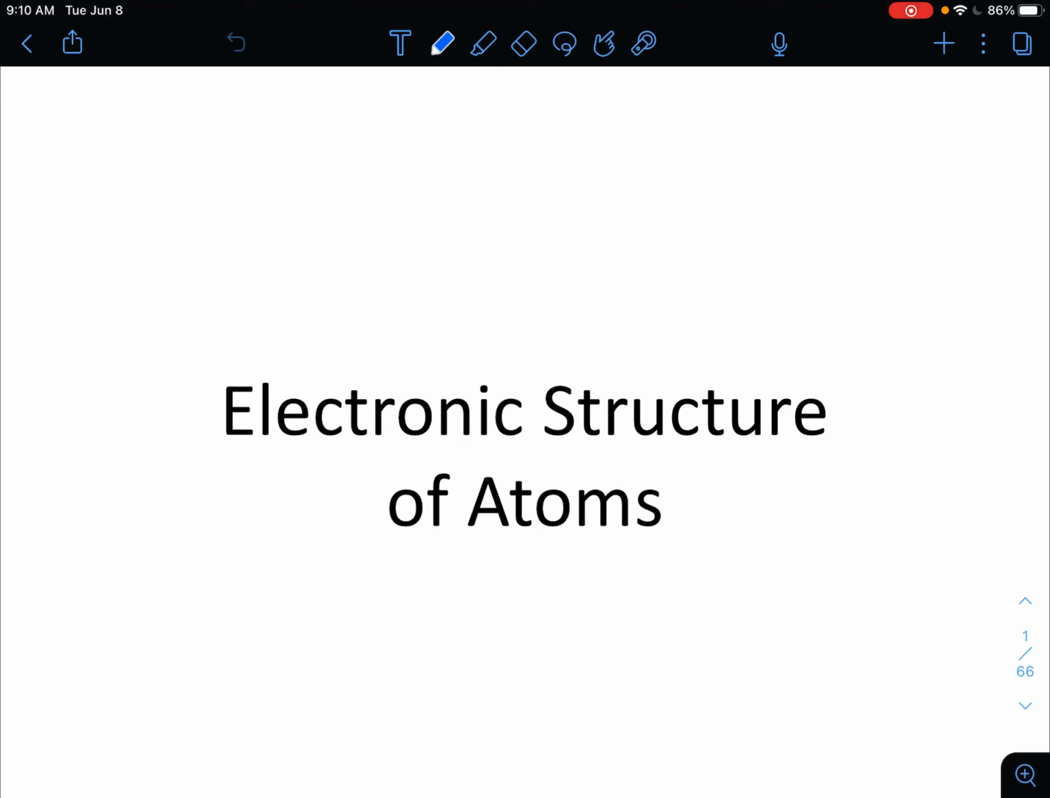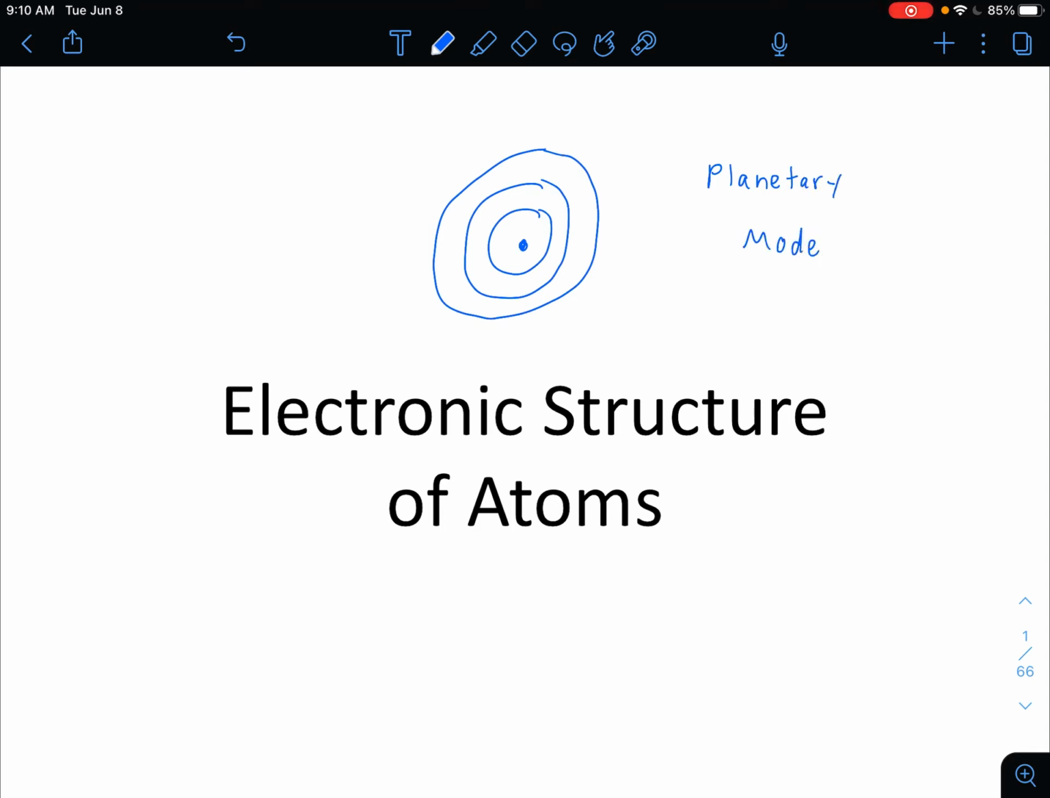Essentially, we imagine that we have our nucleus in the center and then concentric orbits around it of some type. And where we're headed now is what we call the planetary model, where the plus charge is concentrated in the nucleus, and then these orbits are containing our negatively charged electrons.